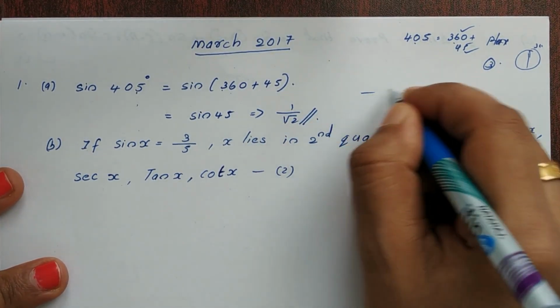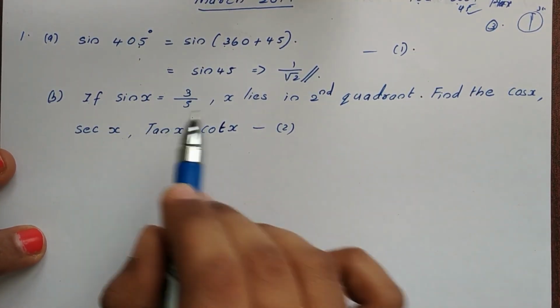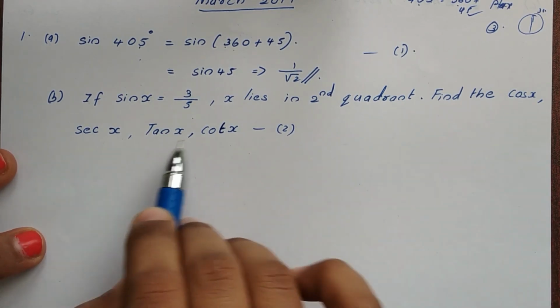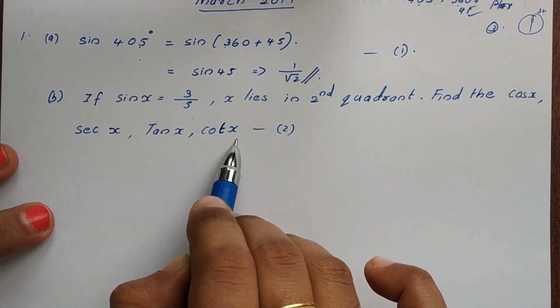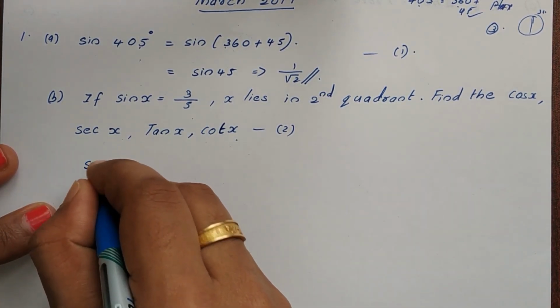That is a 1 mark question. Next question: if sine x is equal to 3 by 5 and x lies in the second quadrant, find cos x, sec x, tan x, cot x. This is a 2 marks question.